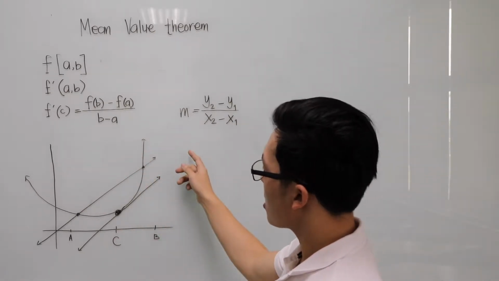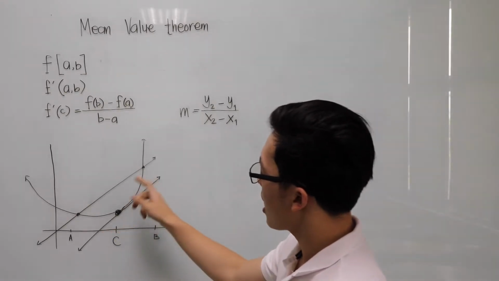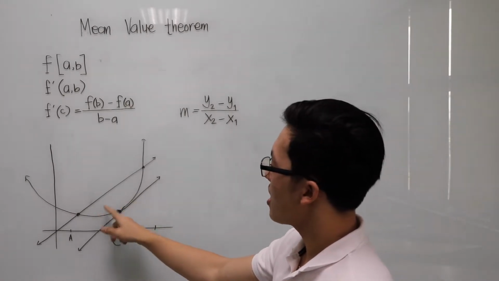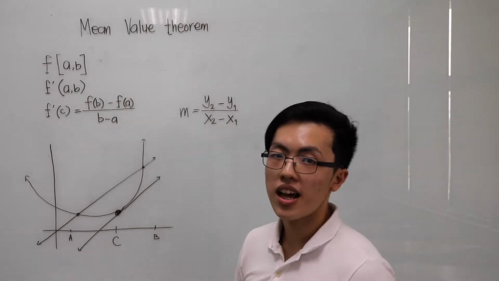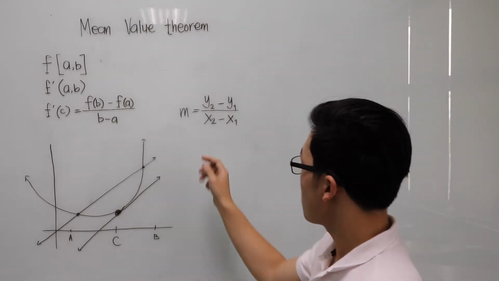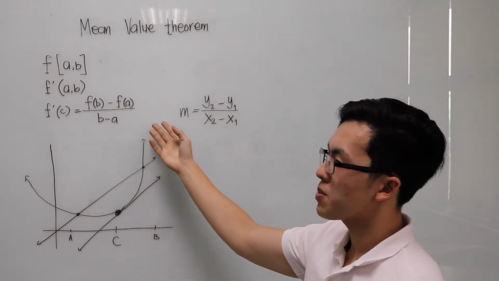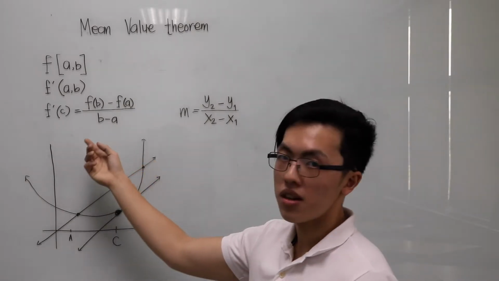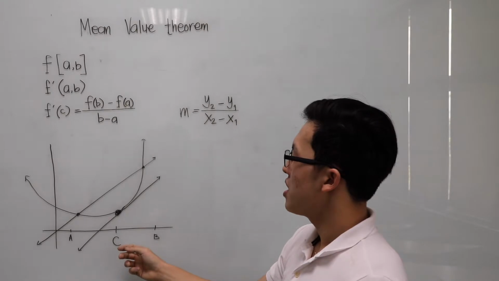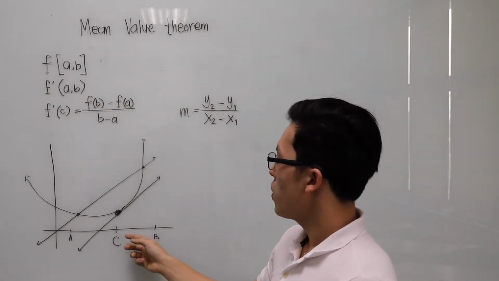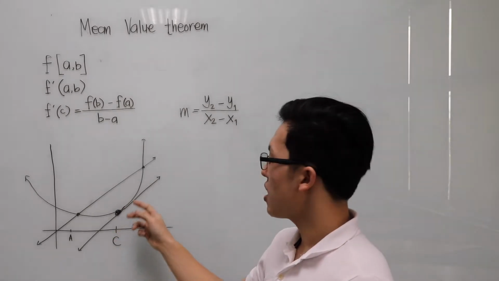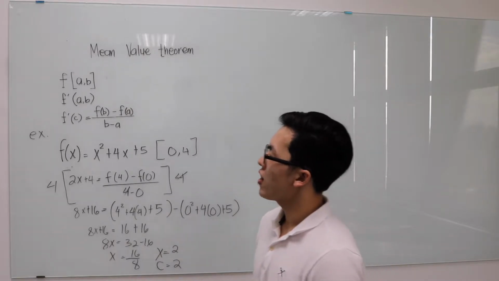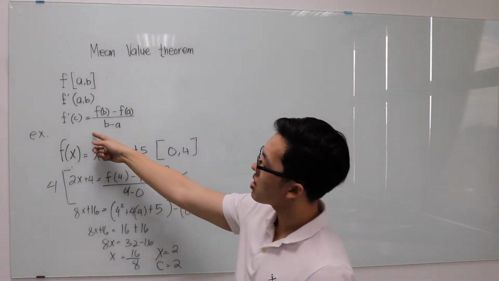Here's a graph which shows the tangent and the secant line. A secant line is a line that touches 2 points, while a tangent line touches only 1 point. This formula is the same expression as the formula of the slope. And when you get f prime of c, you can get the number c, which shows the point where the secant line and the tangent line are parallel to each other. Here's an example of the mean value theorem. To find the number c, we use this formula.